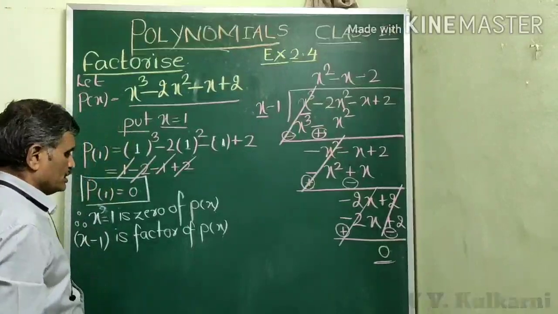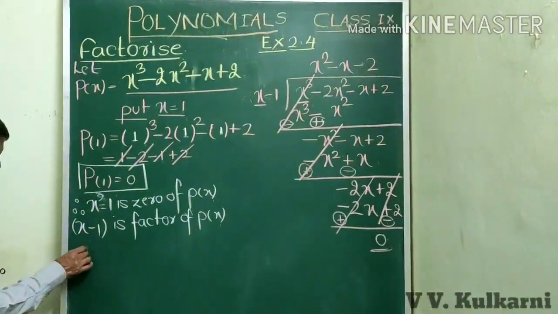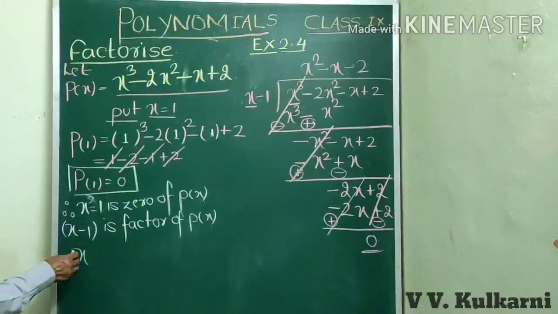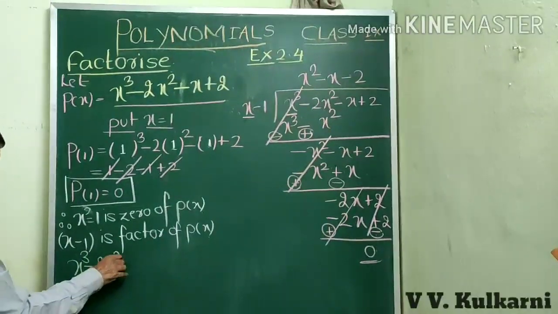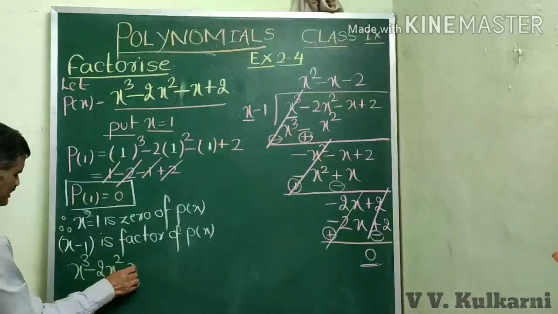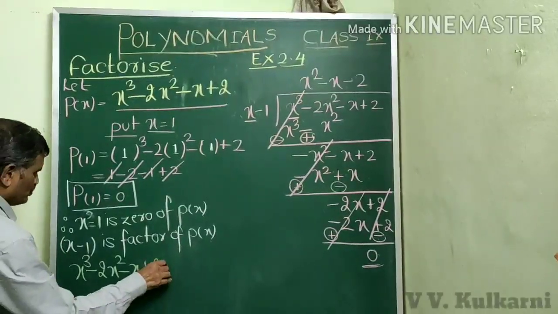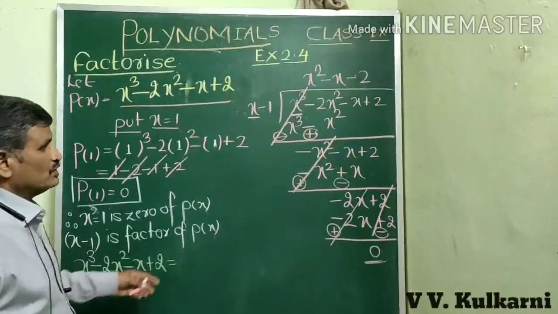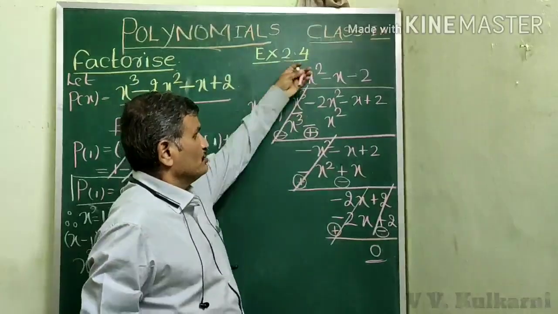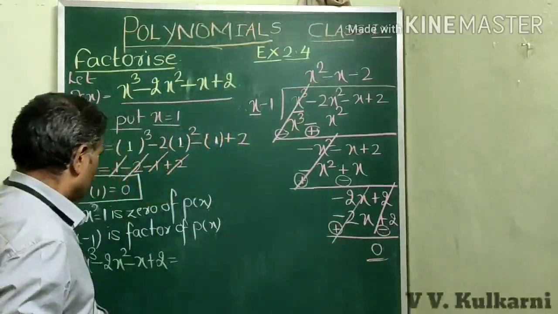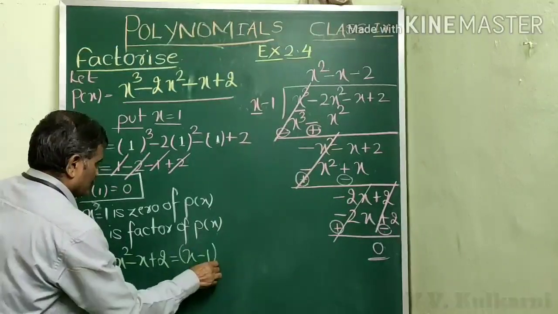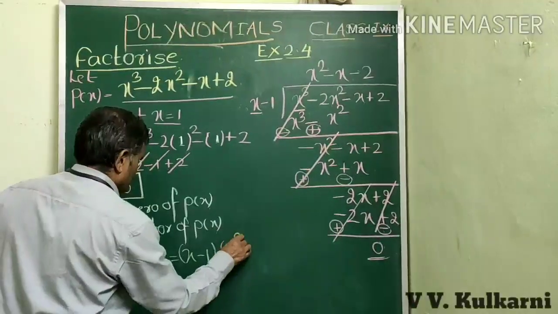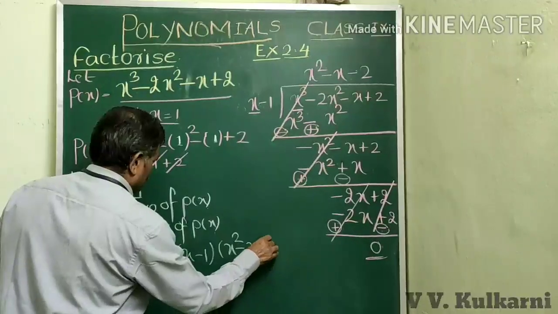Now you know already that divisor into quotient plus remainder is equal to dividend. So what I mean to say here is, x cube minus 2x square minus x plus 2 equals this into this plus 0. So what is it? x minus 1 into x squared minus x minus 2.